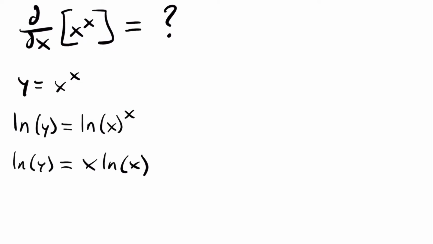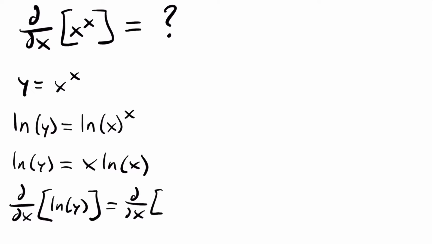So now we're ready to start taking the derivative by taking the derivative with respect to x of both sides of our equation here. So we're going to have the derivative with respect to x of the natural log of y, and then this will be equal to the derivative with respect to x of x times the natural log of x. So then let's continue with our next step up here.